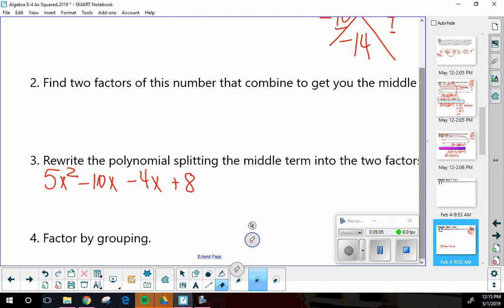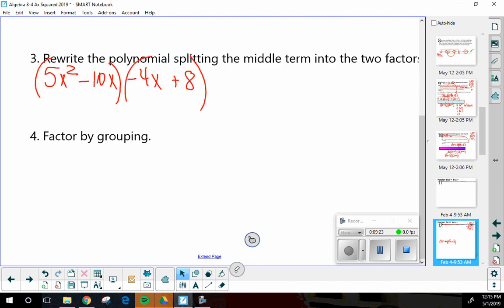Now I'm going to factor by grouping. So I'm going to group, and notice it worked out perfectly. All right, so there we go. The greatest common factor here is going to be 5x, and that'll leave me with x minus 2, and then pull out a negative 4.